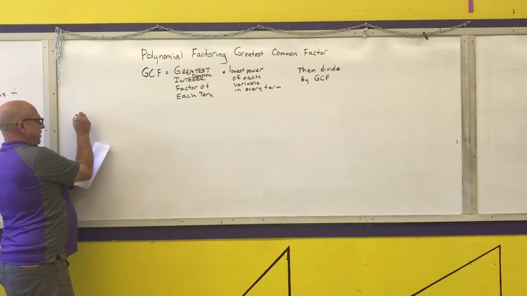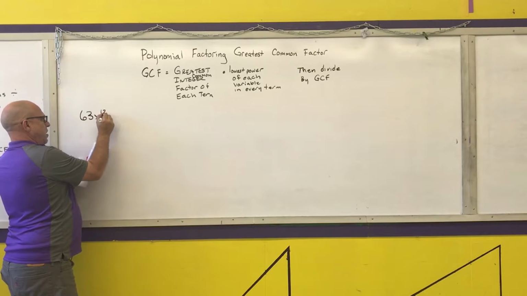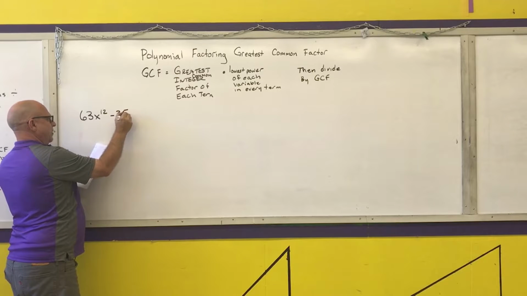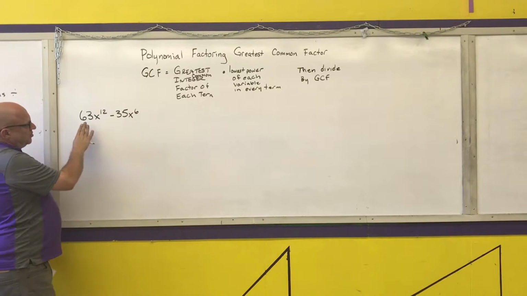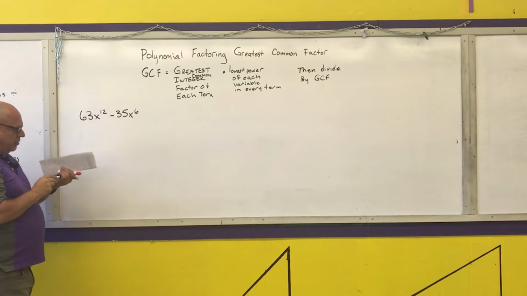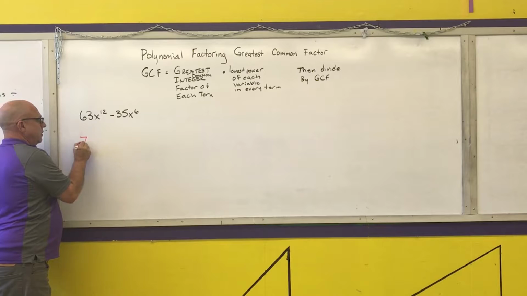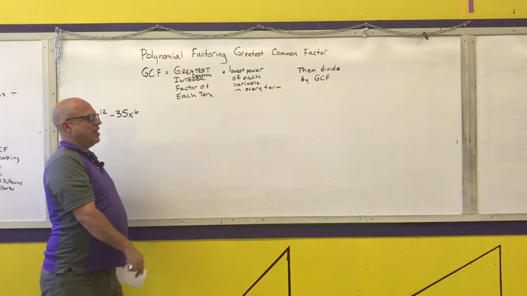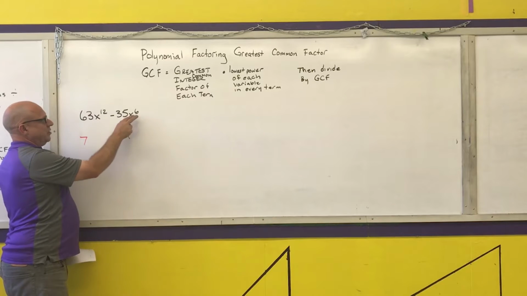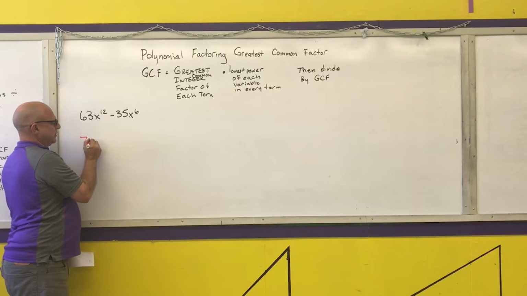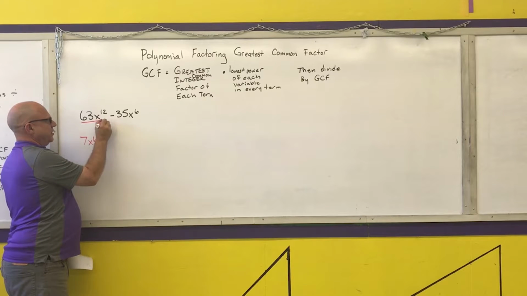So, next one, 63 x to the 12th minus 35 x to the 6th. The biggest number that goes into both 63 and 35 would be 7. Then I find the lowest power of each variable that appears in every term. That would be x's. And the lowest power of x is x to the 6th. Once I have my greatest common factor, I do division.